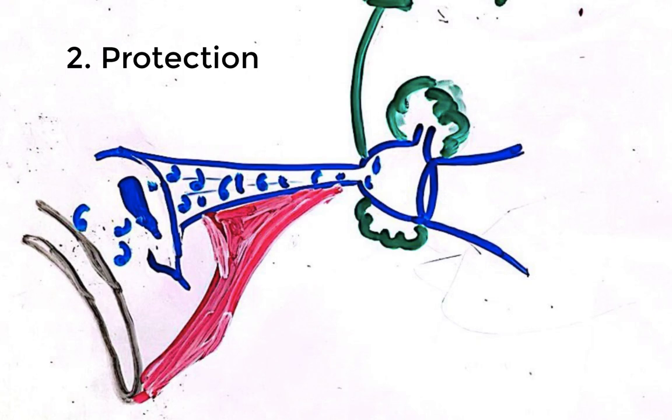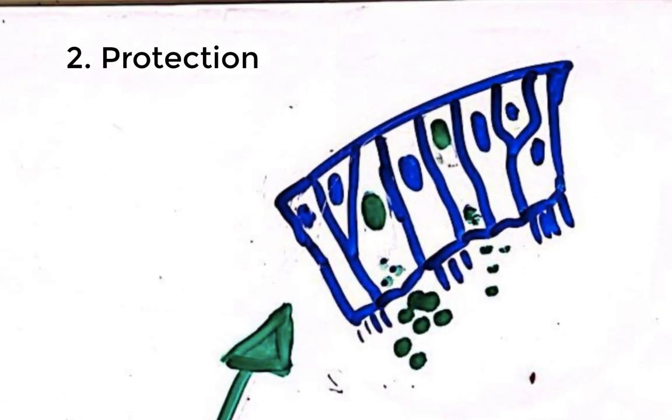The second means of protection is provided for by respiratory epithelium, which lines the middle ear, creating a local immunological defense against bacteria and viruses.